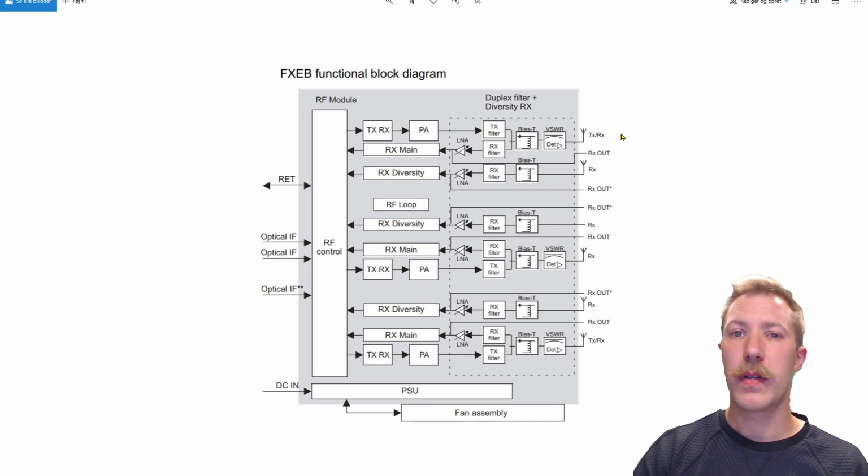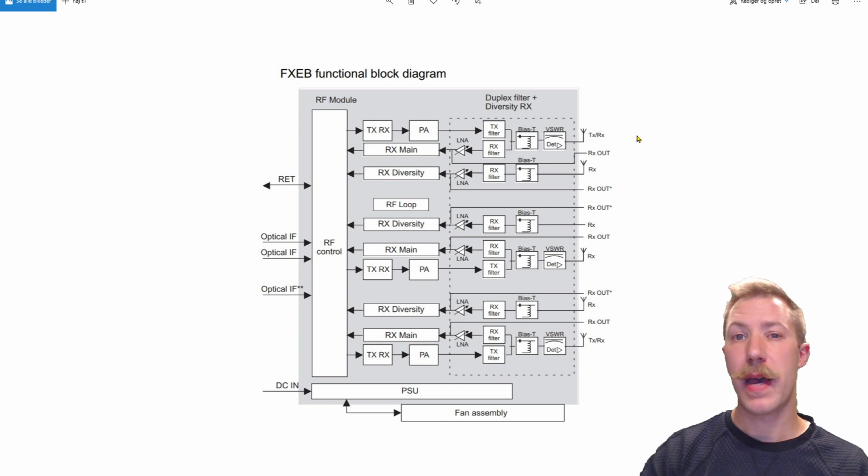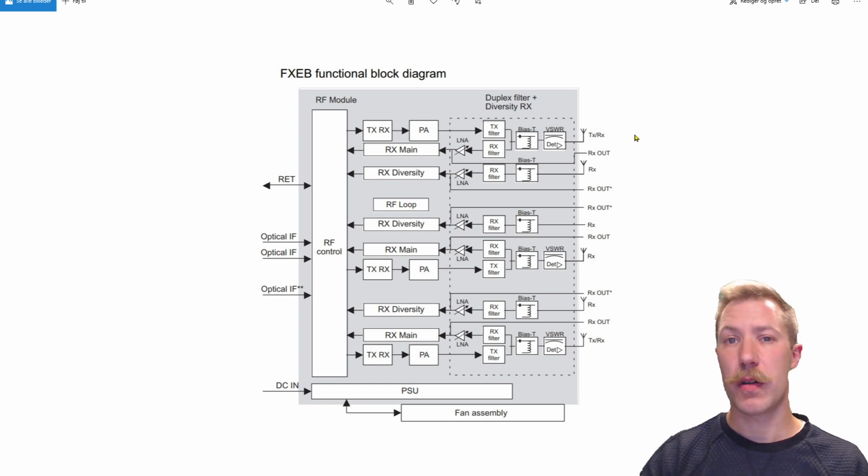Now inside the duplex filter we have a few small PCBs with a few components on, and these make up the VSWR, which is the voltage standing wave ratio measurement, which is a measurement of the reflected energy from the impedance mismatch between the amplifier and the antenna, and this is a measure of how efficient your amplifier is working, since there is no such thing as an amplifier that is matched 100% against the load.